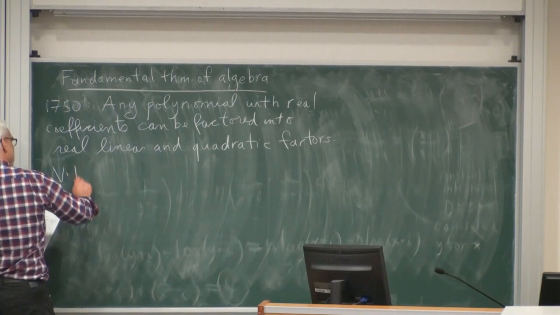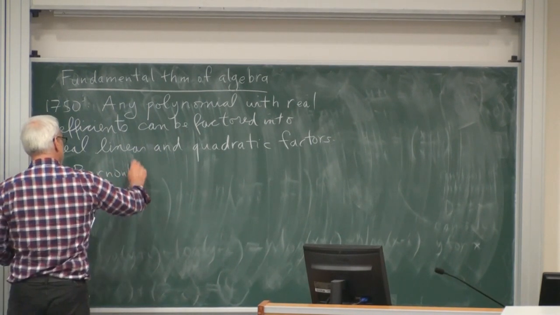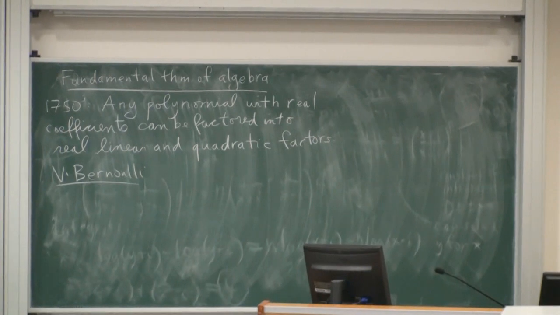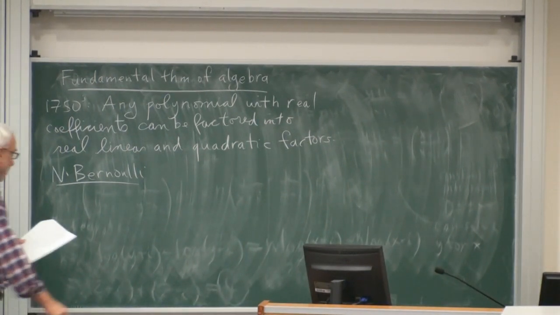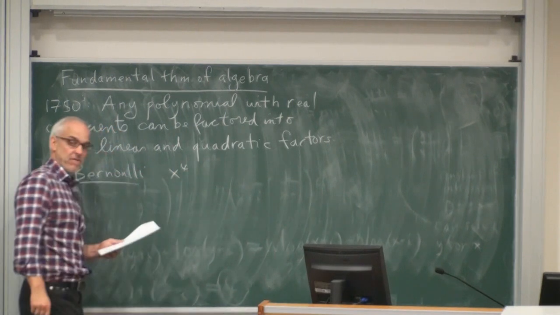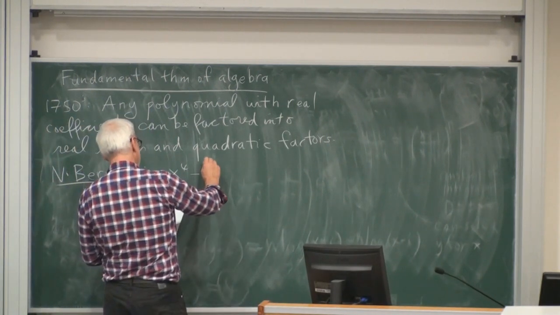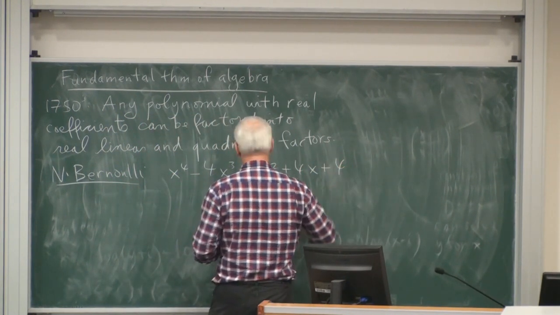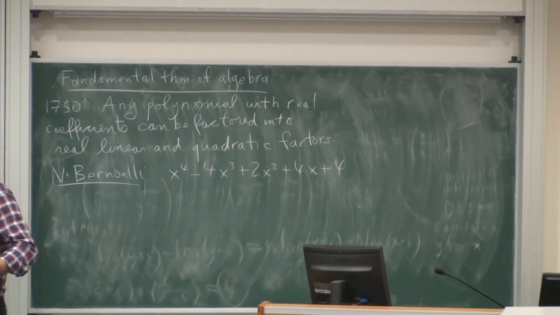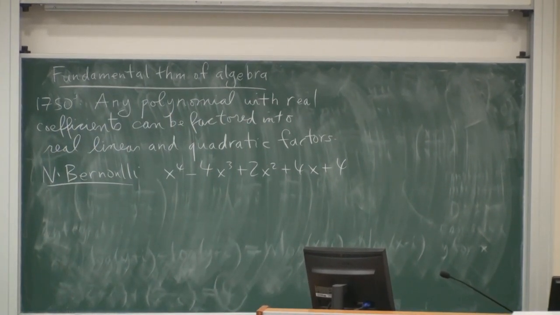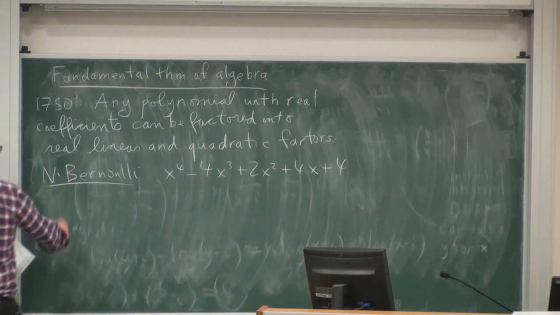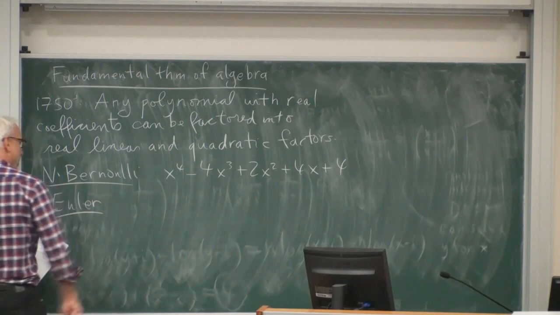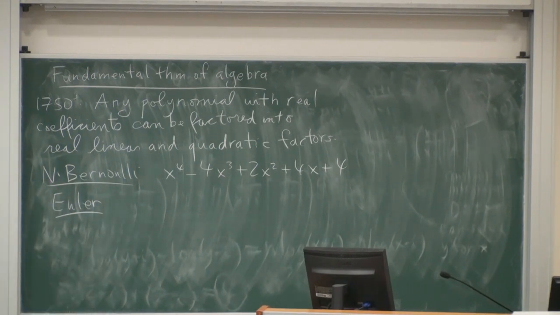So one of the Bernoullis, Nicholas Bernoulli, suspected that this might not be true. And he wrote to Euler saying that he thought he had an example of a polynomial that couldn't be factored. It was a quartic polynomial, x to the fourth minus 4x cubed plus 2x squared plus 4x plus 4. So it's one thing to say, okay, well that factors into quadratic factors. But how exactly do you write it as a product of two quadratic factors? Bernoulli doubted it was possible, and Euler was able to show that he was wrong.